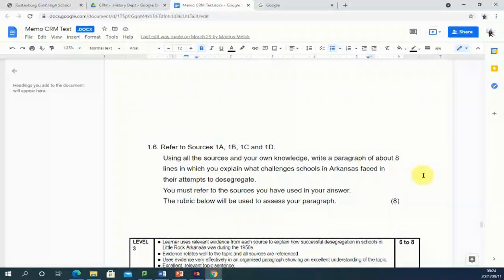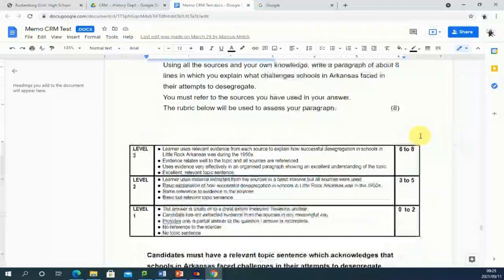And now we get to our paragraph question, okay? Please take note of the sources that this question asks you to refer to. Sometimes it may only ask you to refer to 2 or 3 sources. Sometimes it may tell you refer to all the relevant sources. So you then have to decide for yourself which sources of these are relevant to the question, which sources are not. So this one tells you to use all the sources. So using all the sources and your own knowledge, write a paragraph of about 8 lines in which you explain what challenges schools in Arkansas faced in the attempts to desegregate.